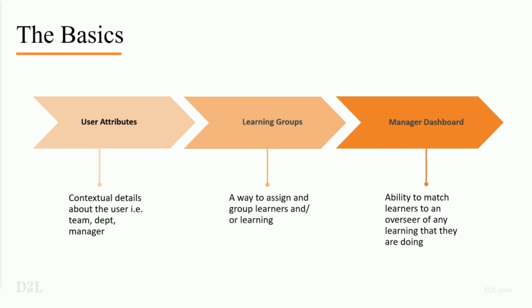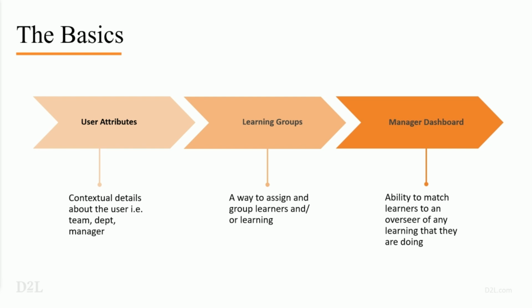Let's dive into the basics of the tools that we will be exploring. First up, we have user attributes. User attributes are little pieces of information about a user, like their hire date or job title, which can help you to personalize users' learning experiences. You can also think of user attributes as sort of a tag.